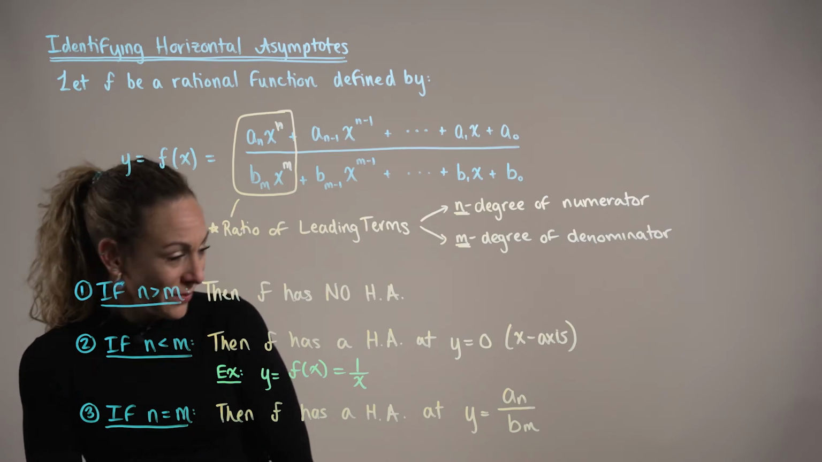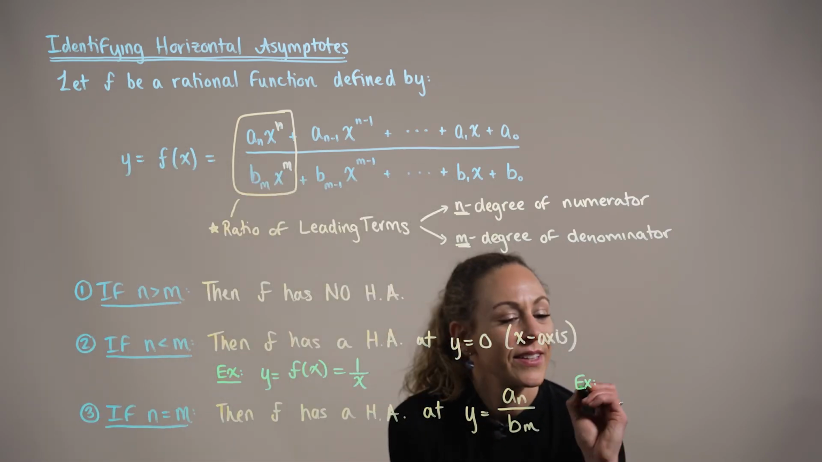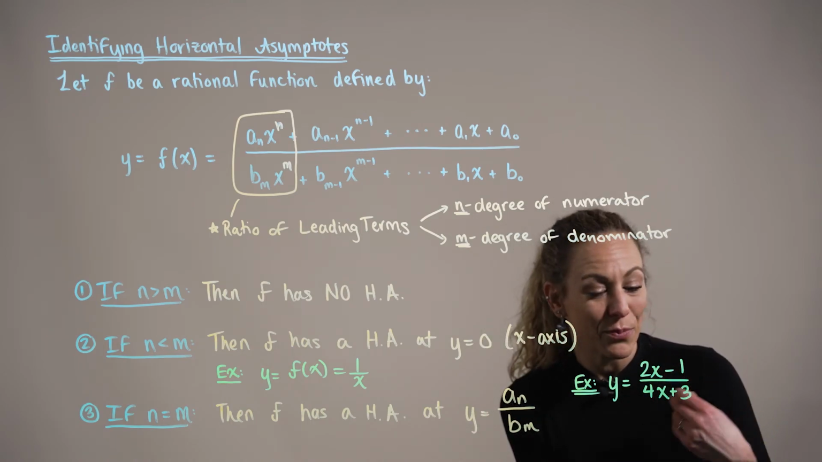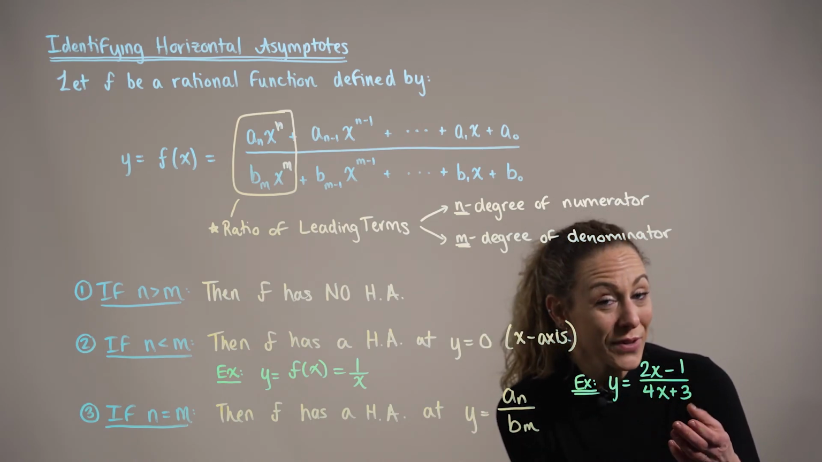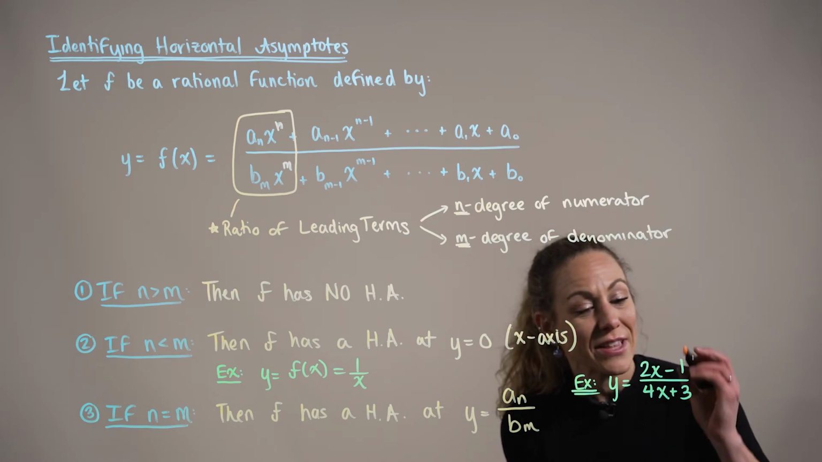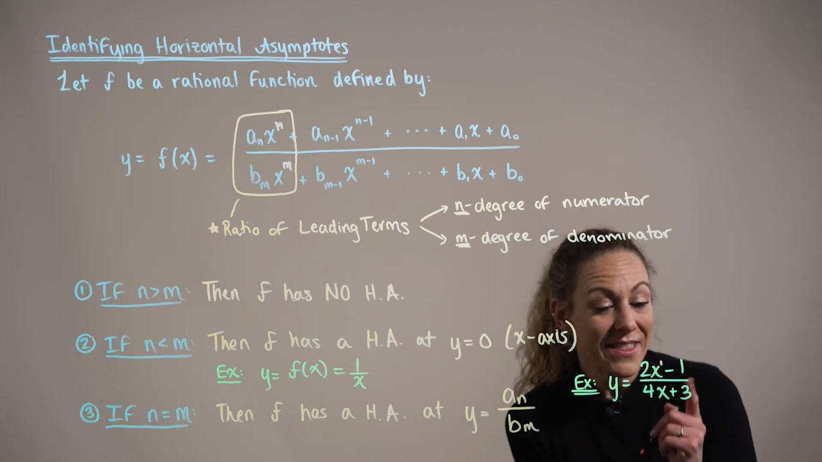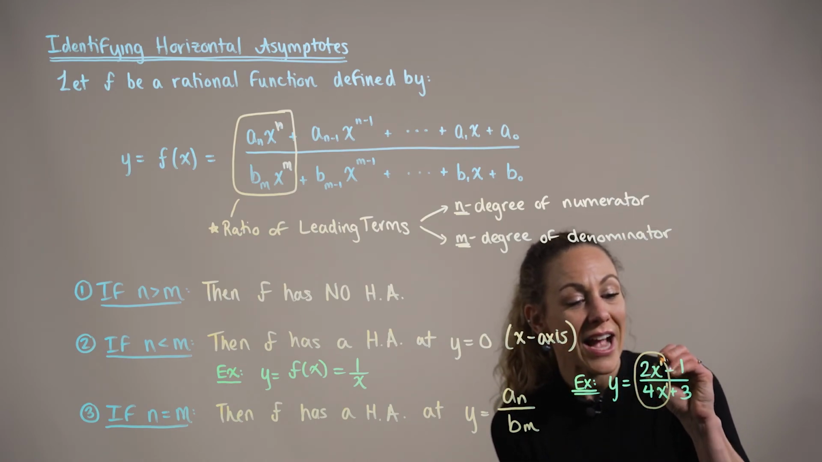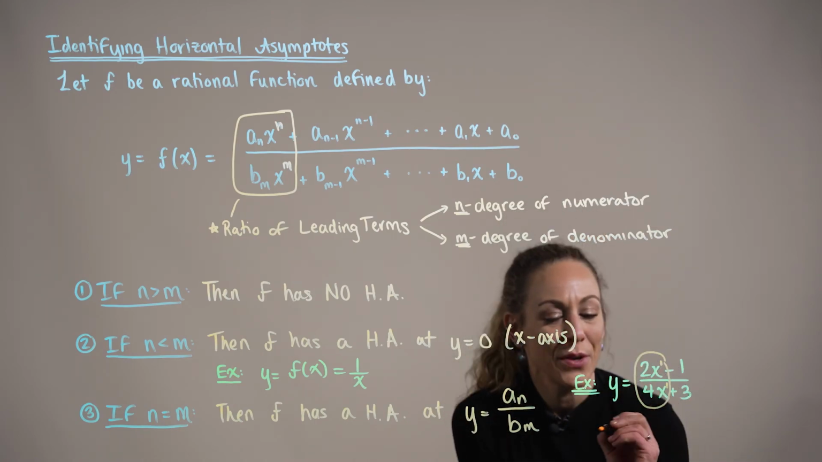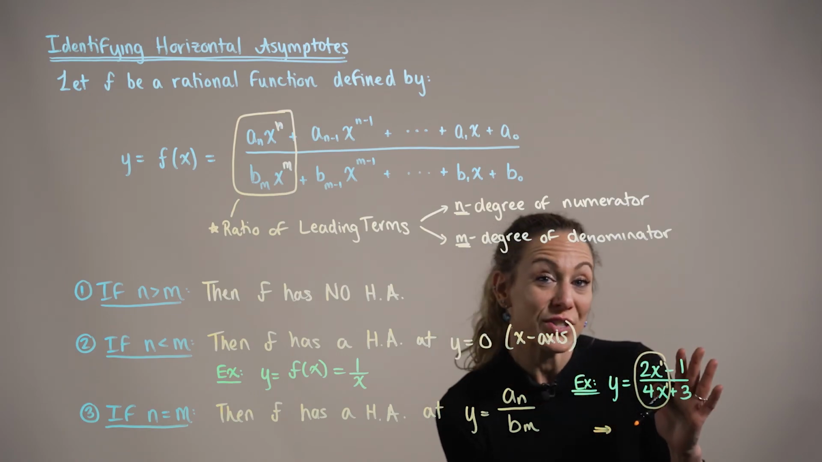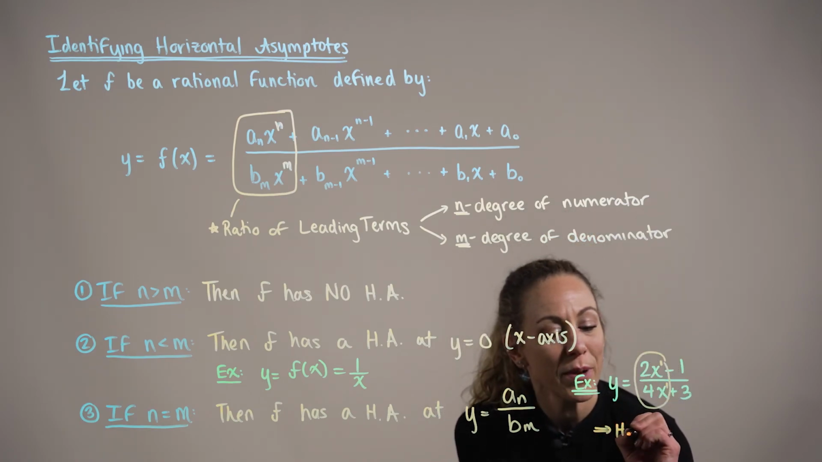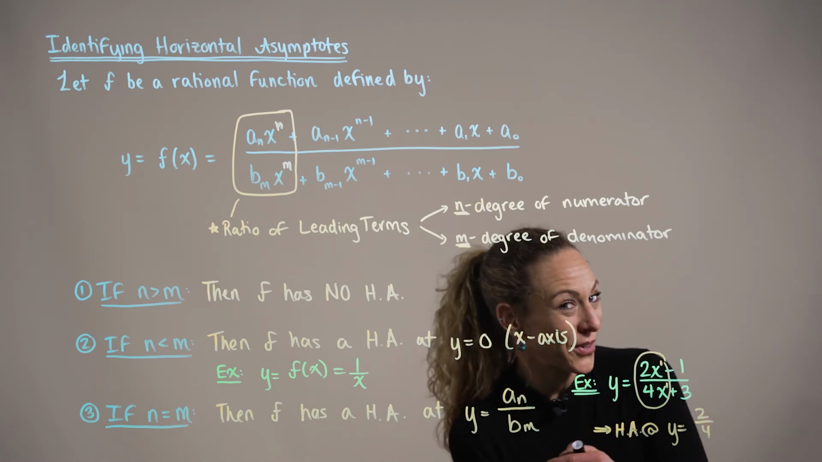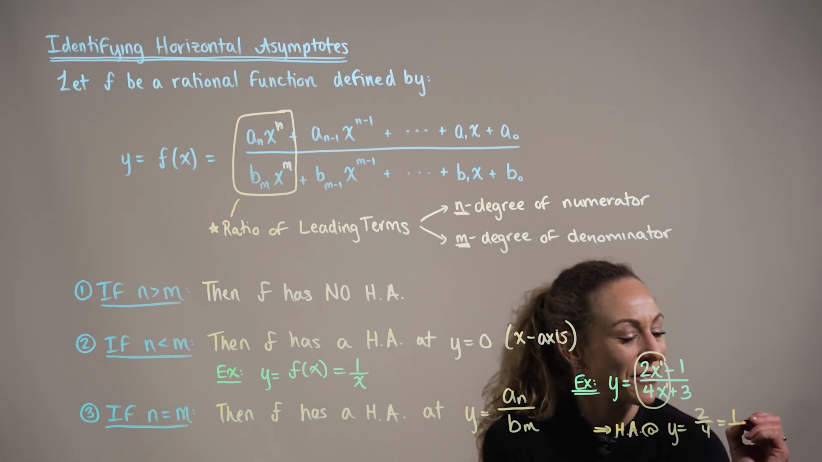So for example, if we look here at this rational function, 2x minus 1 over 4x plus 3, notice that the degree in the numerator is 1 and the degree in the denominator is 1. So looking at the ratio of our leading terms, we can conclude that this function is going to have a horizontal asymptote at y is equal to 2 over 4, which of course simplifies to 1/2.